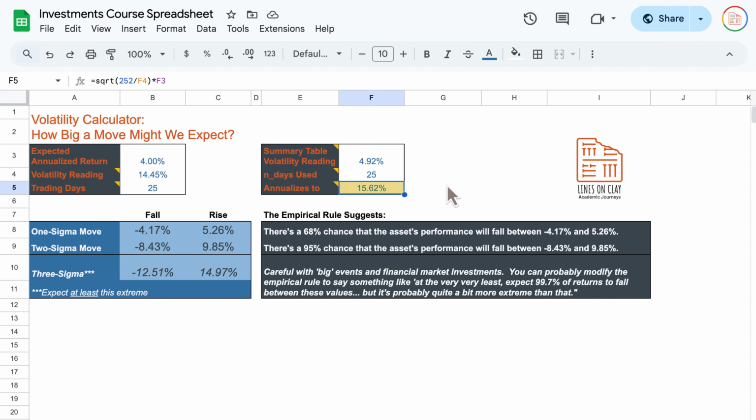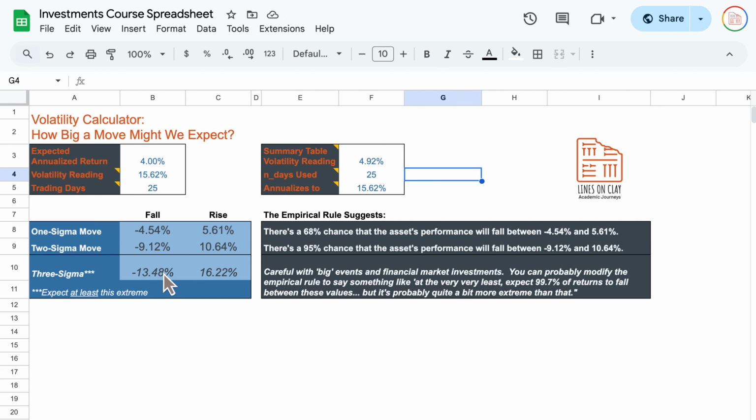Anyway, though, what we find is that we get a scaled annualized volatility of 15.62, and then you could go in and say, okay, well then I'm going to assume 15.62 as my volatility metric, and now you get these updated output values, which is pretty cool.